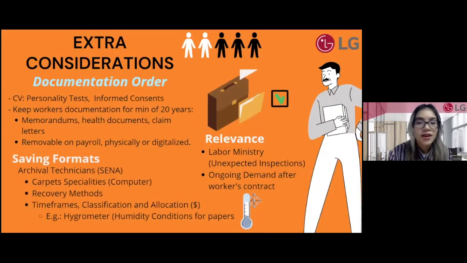Finally, we're going to move on to some enclosing considerations which are extra. So for example, in an internal audit, documentation has to be in order. The CVs, documentation, the personality test, informed consents certification will need to appear and state that the person is well informed and be kept by the company for a minimum of 20 years.